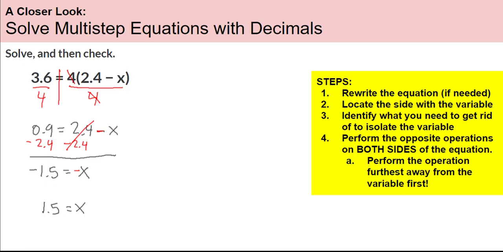And really, what we're doing is, there's an invisible negative 1 in front of the x. So we're dividing both sides by negative 1. Negative 1.5 divided by negative 1. A negative divided by a negative makes a positive. So that's your answer, positive 1.5.